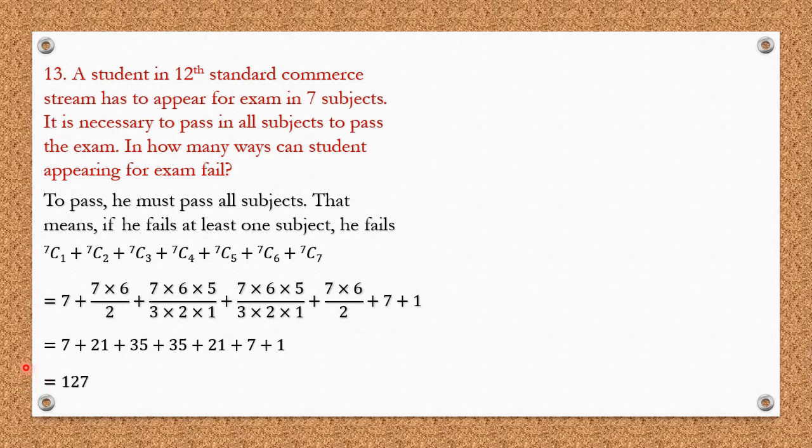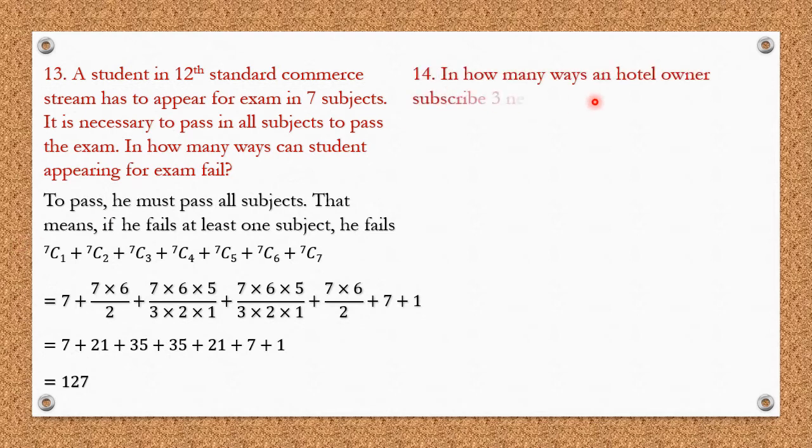But by only failing in 0 subjects, that is 7C0, can he pass. So out of 128 options, he only has one option to pass and 127 options to fail. Quite a small probability of passing.